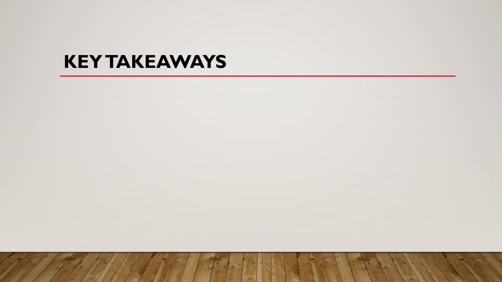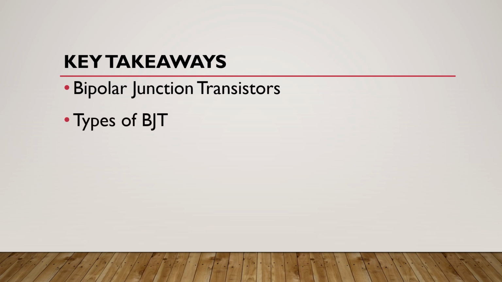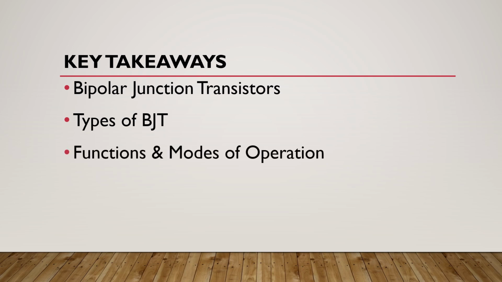That's all for today. Now, what are the key takeaways of this lecture? In this lecture, you understood what bipolar junction transistors are, and you also studied their types and their functions as well as modes of operation. You understood how a transistor acts as an amplifier and how a transistor acts as a switch. In this lecture, you also understood some current equations that you will be using for analyzing transistor circuits.